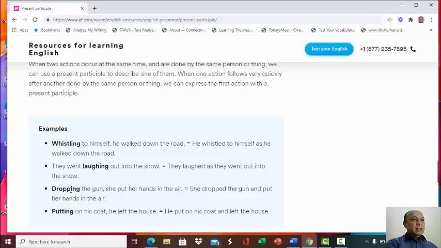So again, the subject of the verb dropping and the subject of the verb put is the same person, which is she. Putting on his coat, he left the house. It has the same meaning as he put on his coat and left the house. So you can change the first verb in the first clause to present participle. Putting on his coat, he left the house.